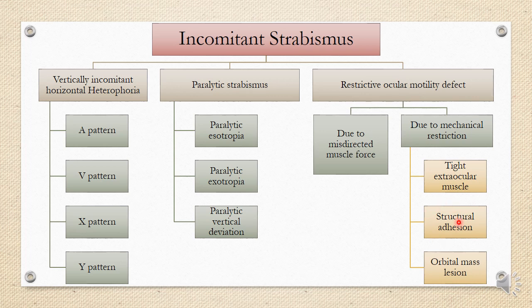And when we come to orbital mass lesion, it could be because of orbital tumors or a glaucoma bleb. We all know that a bleb is made to control the IOP in a case of severe glaucoma. So if that bleb is obstructing the globe from moving in a particular direction, that can also lead to vertically incomitant strabismus.